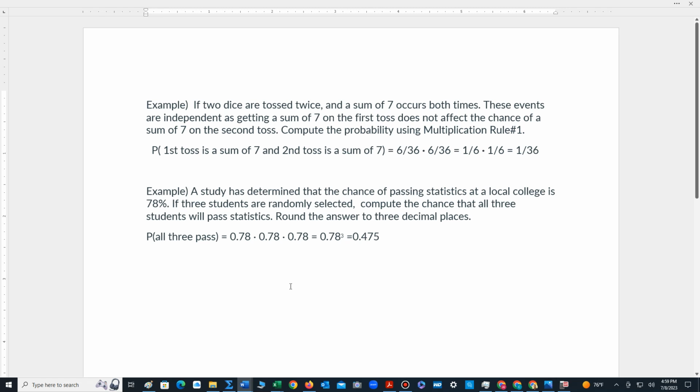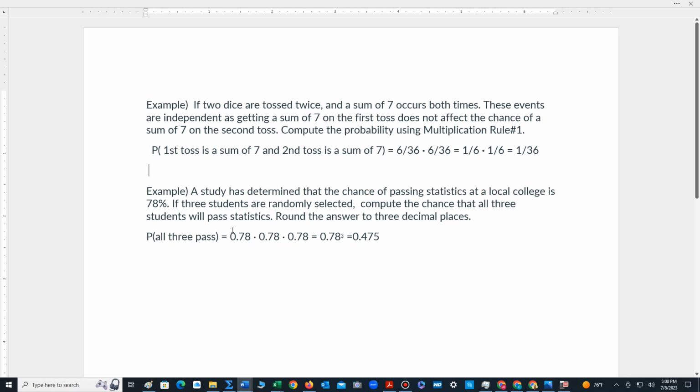Now we could also apply this rule whenever we're selecting a sample from a large population. We treat those events as being independent because we're only picking a small sample and the changes in probability from a large population are negligible. So in this example, it says the following. A study has determined that the chance of passing statistics at a local college is 78%. If 3 students are randomly selected, what's the chance that all 3 pass statistics? Round the answer to 3 decimal places.